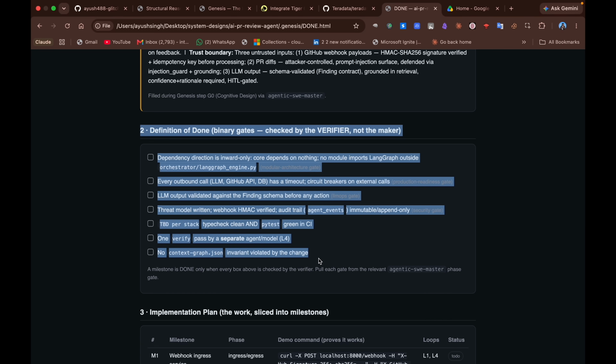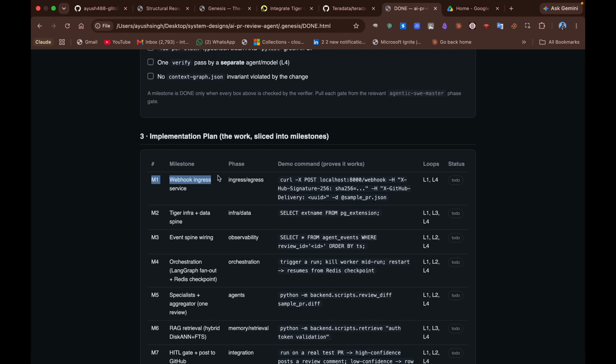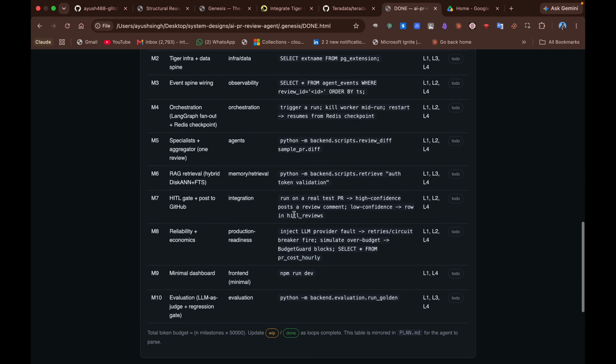This is the verifier which verifies. Then for every phase, what is the demo command that shows it works? How are we going to use the loop? For example, there are three types of loop: build loop, debug loop and research loop. So we're going to use the loop and then try to create it. I'll come to the loop in general.